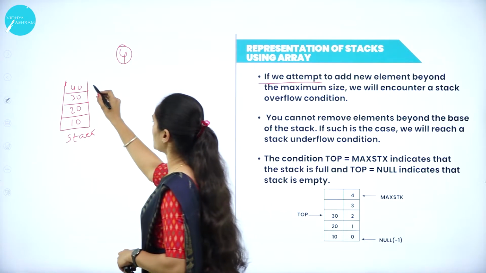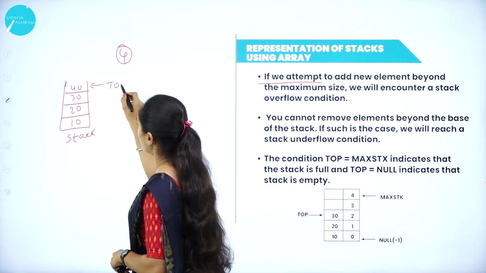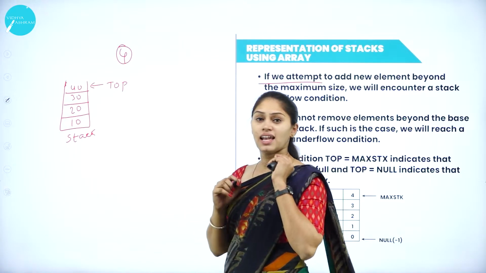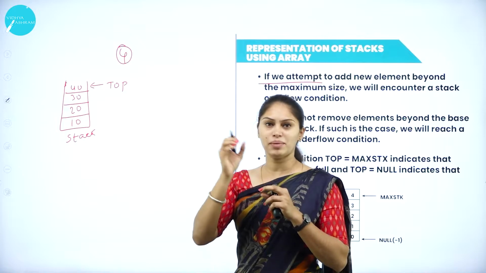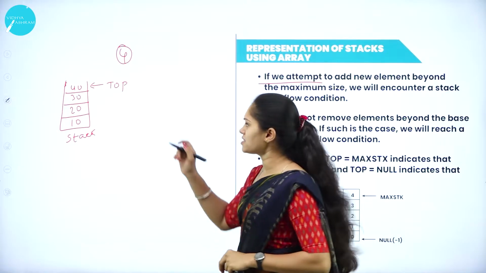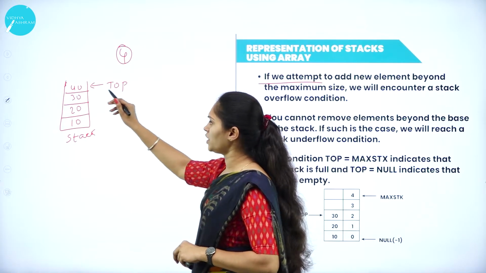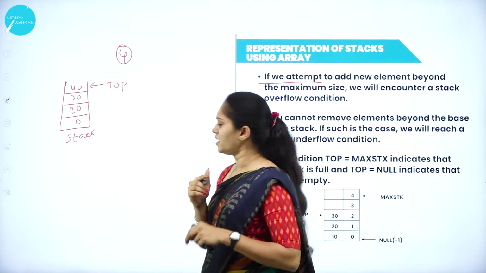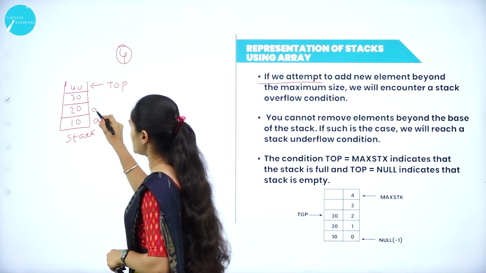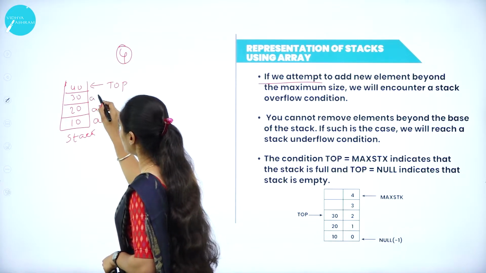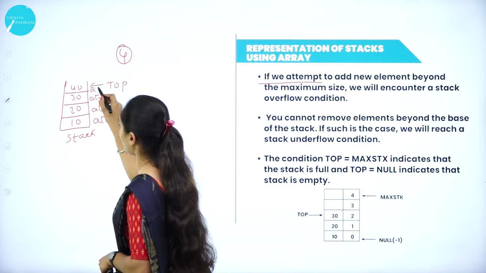Top will indicate the last element of a stack, or the newest element of a stack. So what is the top value here? That is 40. And if it is an array, where does the index start from? That is 0. A[0], A[1], A[2], and this represents A[3].